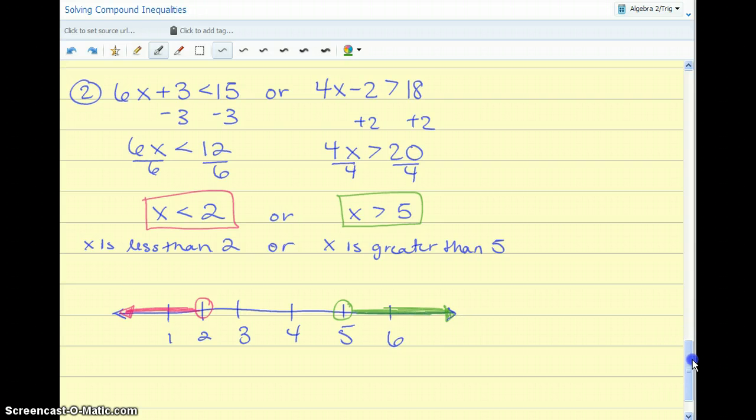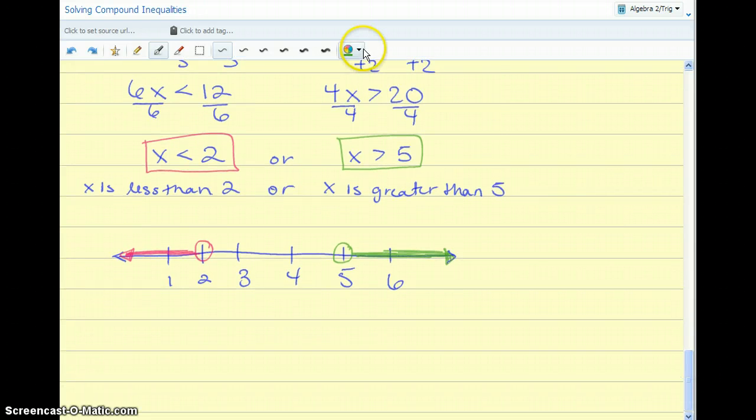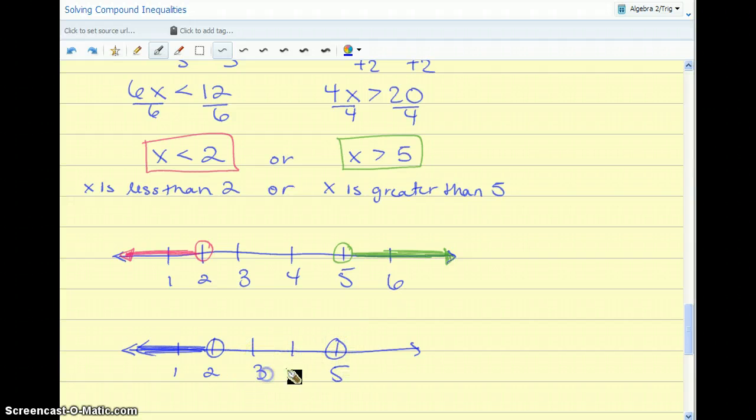So when I have my final solution or graph of this, I'm just going to do it all in the same color. My final solution says exactly what it has. X could be less than 2, so it could be this part, or my answers would be greater than 5. It does not have to be the overlapping part for an or statement. It's either or, and that means it could also be both.